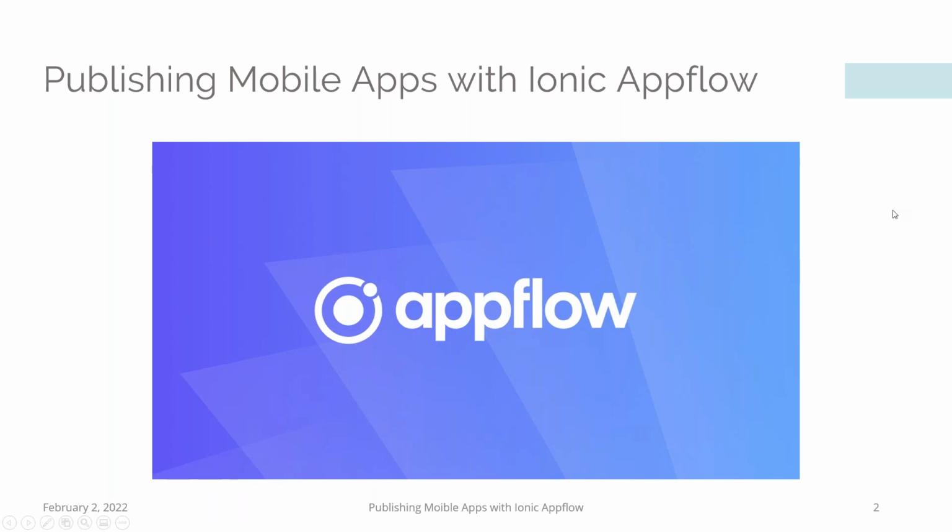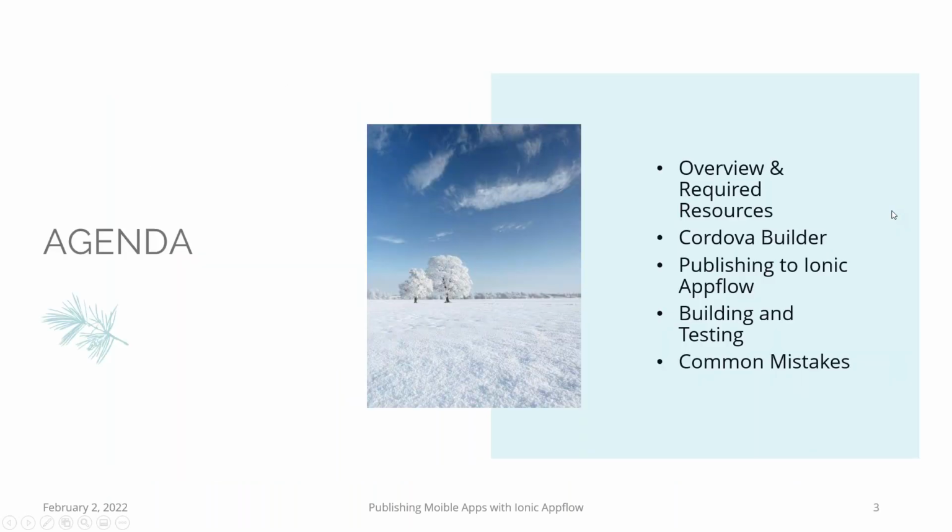So that's fantastic. So today's agenda, we're going to do an overview and talk about the required resources for doing an Ionic Appflow build from Alpha Anywhere. We're going to talk a bit about the Cordova builder, which you have to use in order to generate the files so that you can publish to Ionic Appflow. We're going to talk about building and testing on Ionic Appflow, and we're going to review some common mistakes.